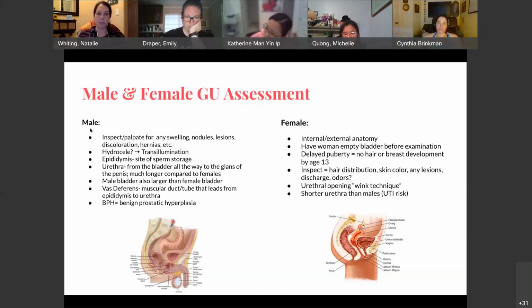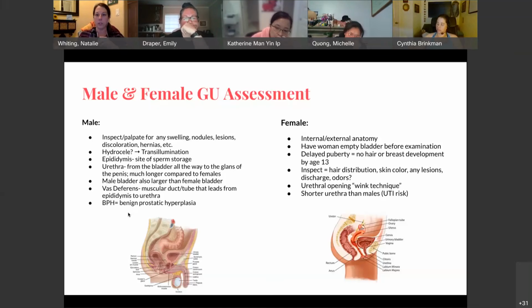Benign prostatic hyperplasia is a normal enlargement of the, what am I saying? I can't even, the prostate. Sorry guys, I'm getting tired. It's a normal enlargement of the prostate, and it will cause males as they get older to have urgency, and also their frequency will increase for urination.